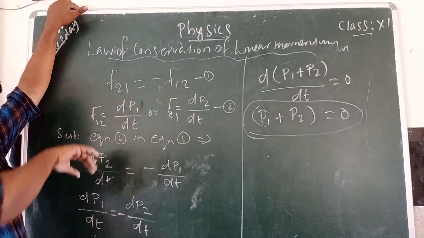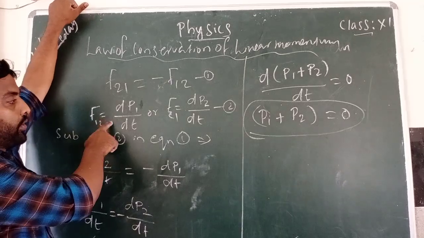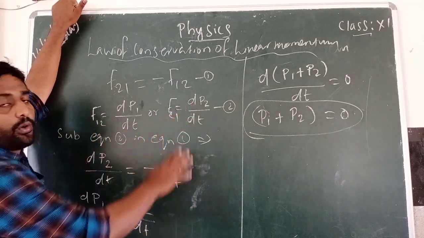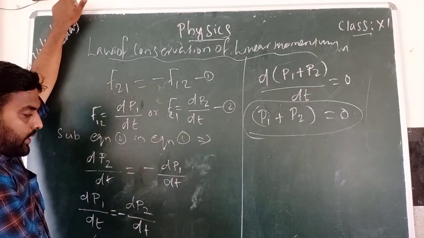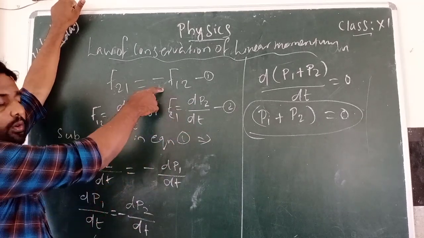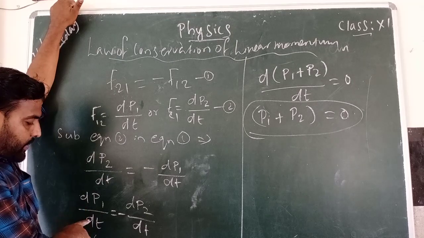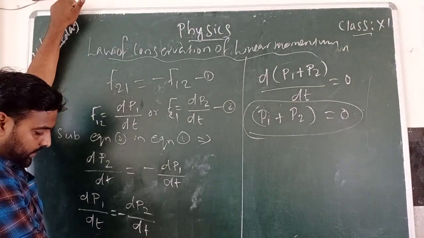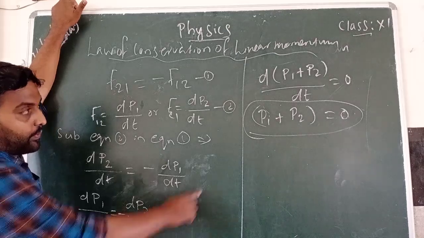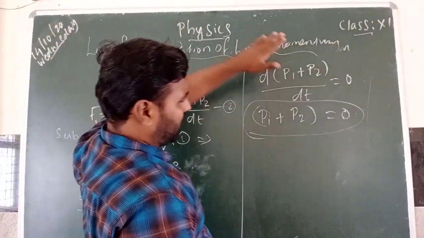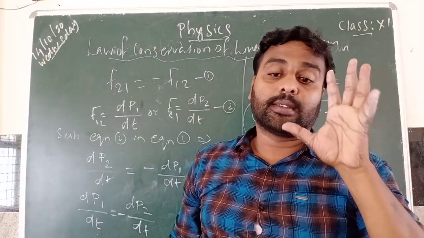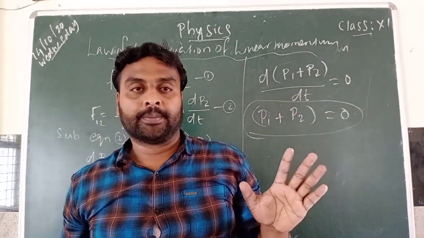So here, in terms of linear momentum, we have to write dP1 by dt. The same thing, dP2 by dt, you can write down. Then substitute these two in equation one. From this, d by dt you can take outside commonly. So P1 plus P2 is equal to 0. So it is a constant vector.